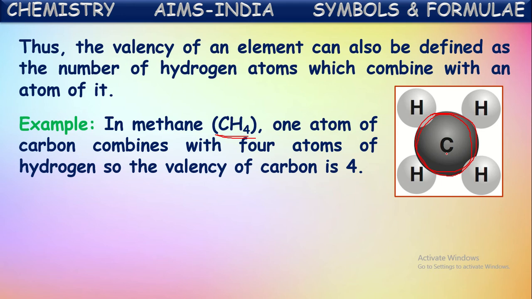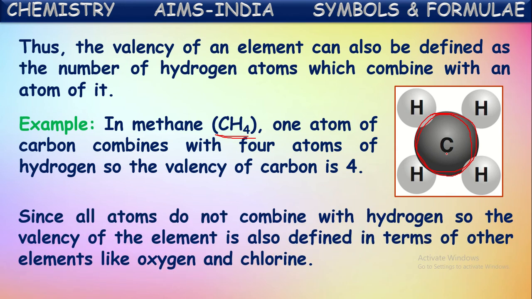So in the formation of the methane molecule, one atom of carbon combines with four atoms of hydrogen. So the combining capacity of carbon is said to be 4. Combining capacity is nothing but valency. So the valency of carbon in this compound is 4.